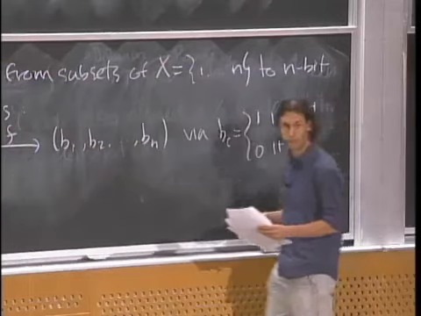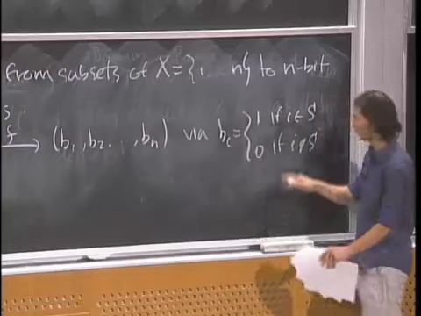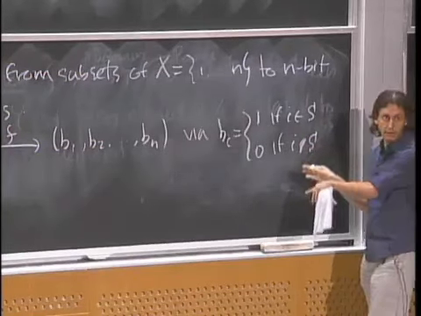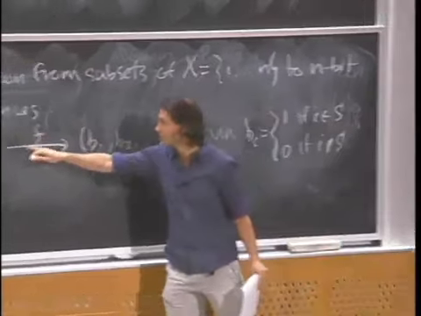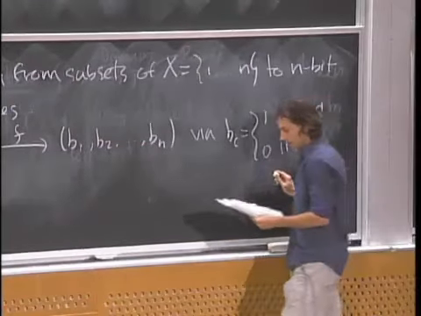Now we know that this is a bijection. So if we have a bit sequence, then we can construct from this mapping the corresponding subset. If you have a subset, we can use this mapping to construct the corresponding bit sequence.